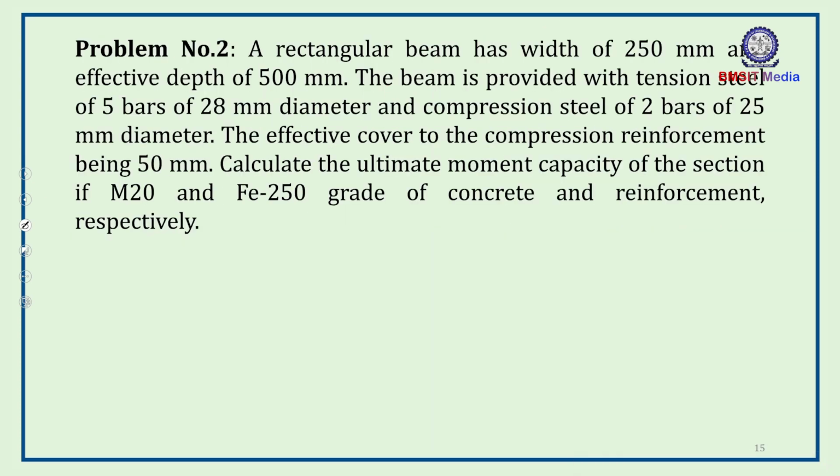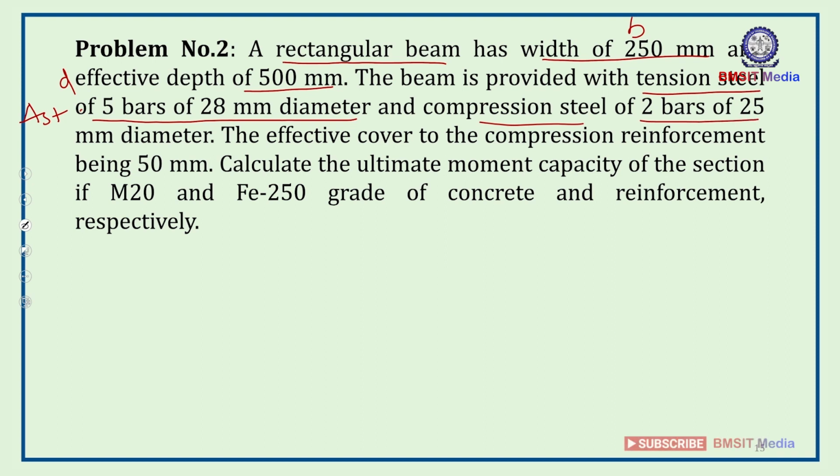Now the second problem I have for you: a rectangular beam of width 250 mm. So this means this is the B we have, and the effective depth of 500 mm means this one is the small d. The beam is provided with tension steel, 5 bars of 28 mm diameter, so this one is the AST. Compression steel we have, 2 bars of 25 mm diameter. Since the compression reinforcement is mentioned, directly we can say this is the ASC.